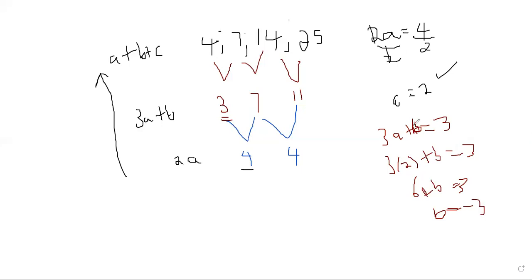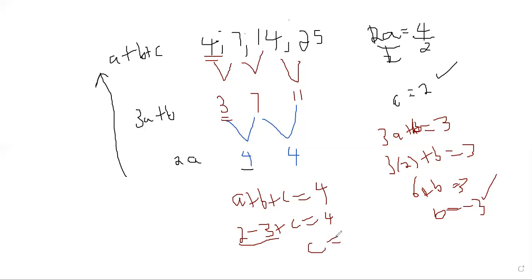So we have b, we have a. So now we want to find c, right? So it will be a plus b plus c being equal to the first term, in this case being 4. So a, we already know it's 2, b, we already know it's negative 3. So we just write 2 minus 3 plus c, it's equal to 4. But we know that 2 minus 3 will give you negative 1. Take negative 1 to the other side, it will be positive 1, so c will be positive 5.